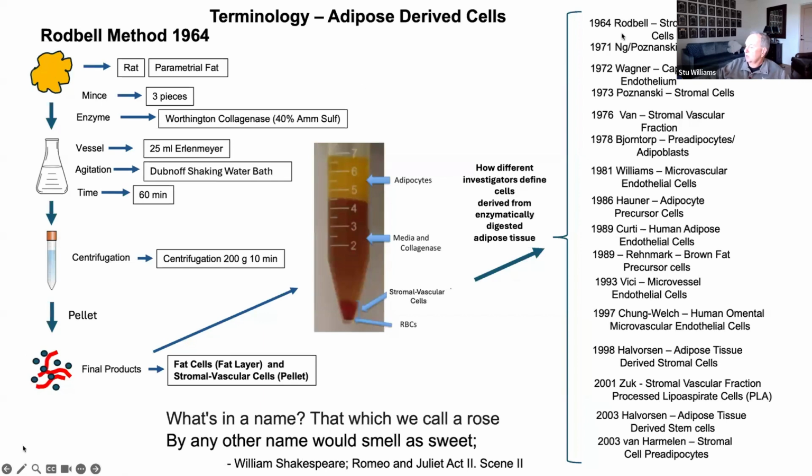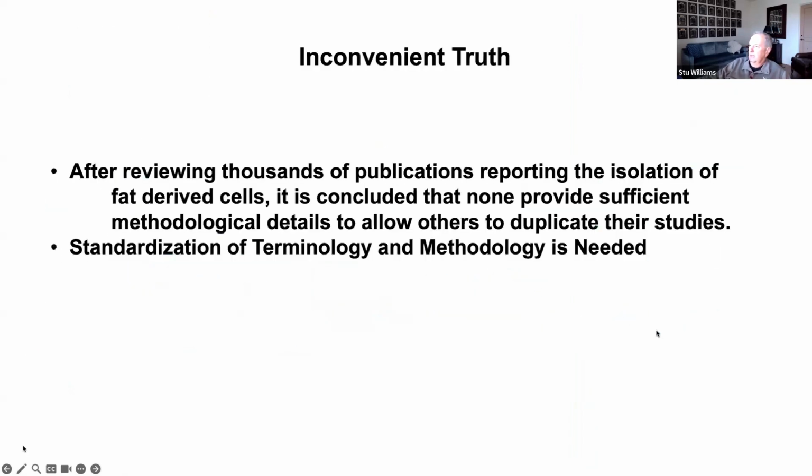I presented this before, and just to remind everybody, from 1964 through 2003, this pellet was defined as all sorts of different things. I called it microvascular endothelial cells. Halvorsen talked about adipose tissue derived stromal cells. Zook talked about PLA, processed lipoaspirate. It's all the same cell population if it's enzymatic and there's no filtration that takes place.